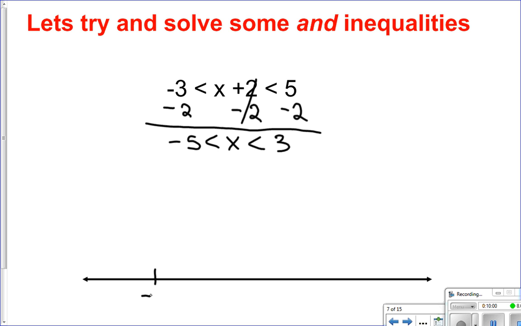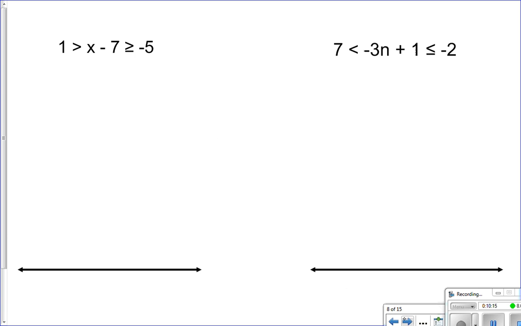So then we come and graph the inequality. It's open circles. It's everything in between them, because it's an "and" inequality. All right, try these two on your own.